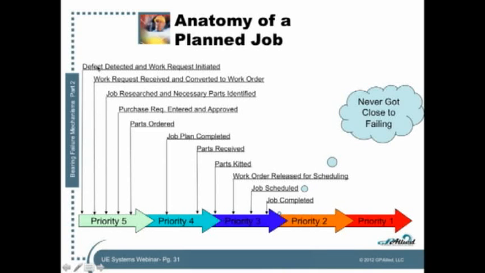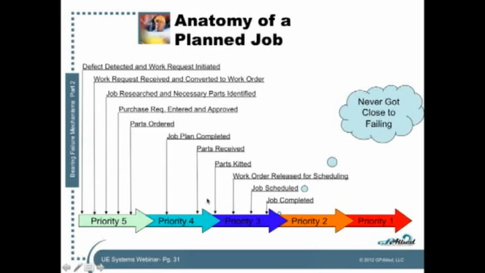And as our planning and scheduling process was working, this defect was down here getting a little worse and a little worse and a little worse. So by the time the work order was released for scheduling, the job was scheduled, and the job was completed, we're just here at the end of priority 3, but before we've hit priority 2, and you'll notice we never, ever got close to failing. We never found ourselves in a what-do-we-do-now situation. We never found ourselves in a you-have-to-reschedule-production-because-this-machine-will-fail type scenario. We found ourselves in a very easy to manage and a very cheap to execute situation up here.